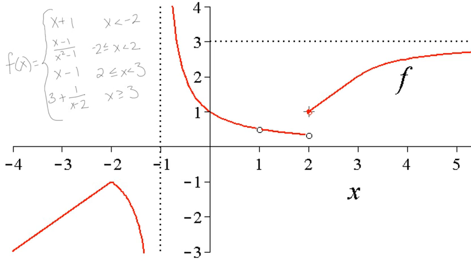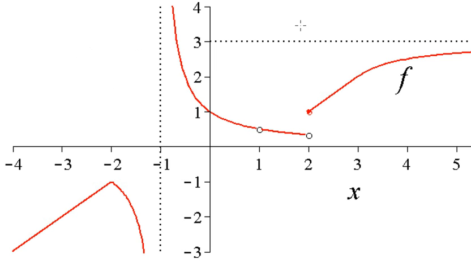So the function is defined. Notice that the function's domain here does not include the points -1 and 1, but it does include the point 2, even though the function is not continuous at that point. You'll also notice that the function has a horizontal asymptote at y equals 3, but you can see that that's not affecting either the differentiability or the continuity of the function.